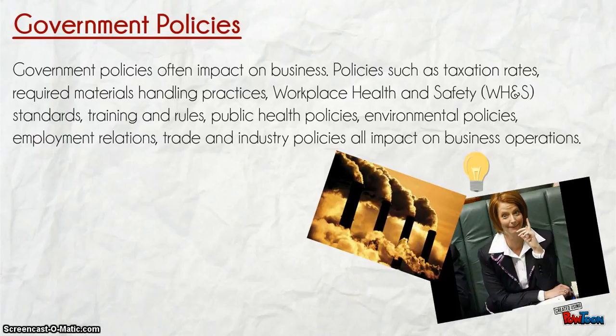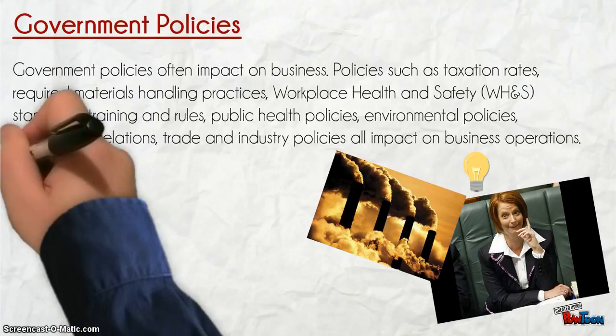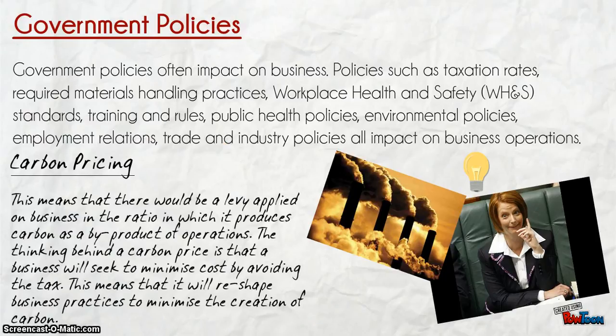Now, Julia Gillard, our mate down here, had an influential, or contentious, idea when she got elected a couple of years ago. She brought in carbon pricing. Carbon pricing was a big deal in Australia because it really cut to the heart of household budgets. It was a levy or a tax applied on business in proportion to the carbon it produced, otherwise known as pollution, I guess. The thinking behind this was that businesses would seek to minimize cost by avoiding the tax. So if they reduced the amount of pollution they were producing, they would reduce costs, which could be passed on to the consumer. This really reshaped business practice and was one of the really good examples of how government policy can affect an entire economy.